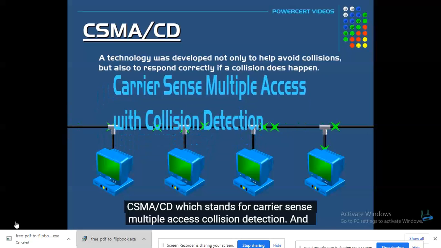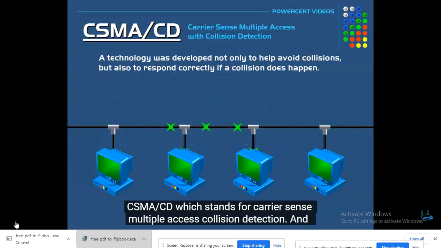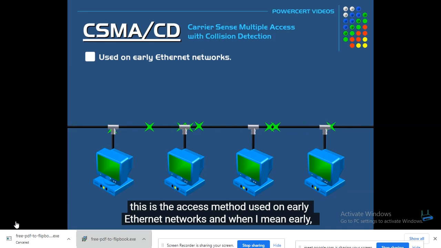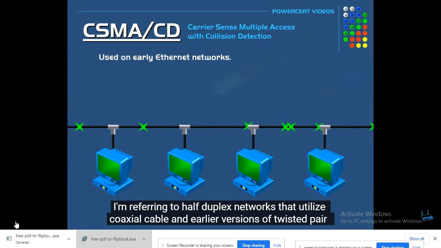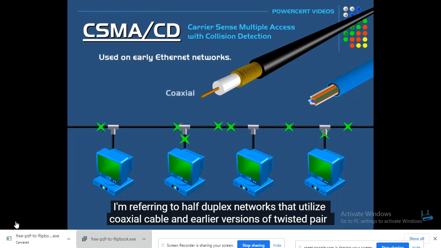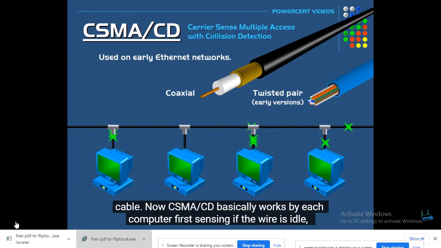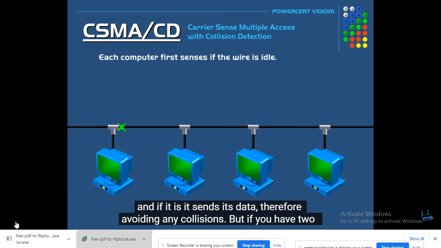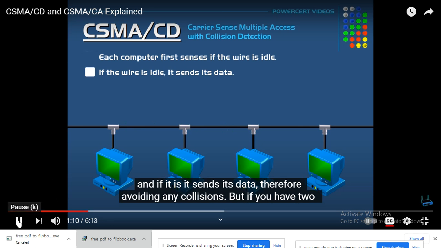Carrier Sense Multiple Access with Collision Detection. This is the access method used on early Ethernet networks. And when I say early, I'm referring to half-duplex networks that utilize coaxial Ethernet and earlier versions of twisted-pair cable. Now, CSMA/CD basically works by each computer first sensing if the wire is idle, and if it is, it sends its data, therefore avoiding collisions.